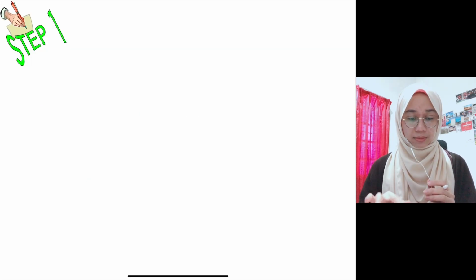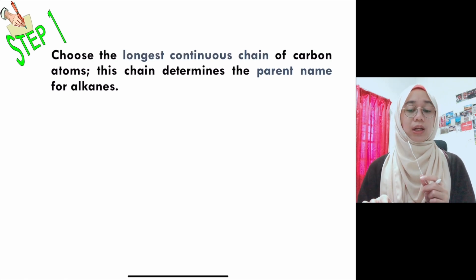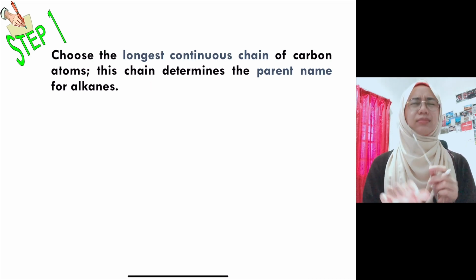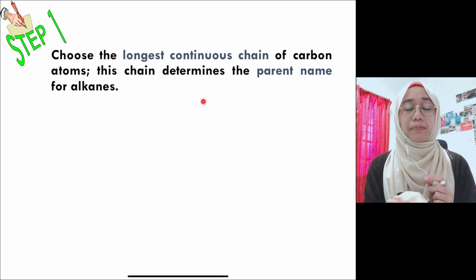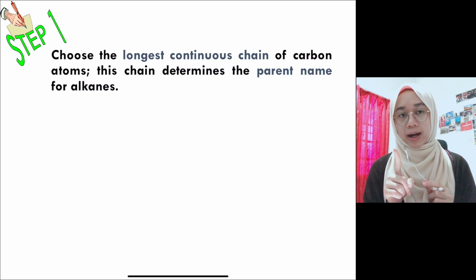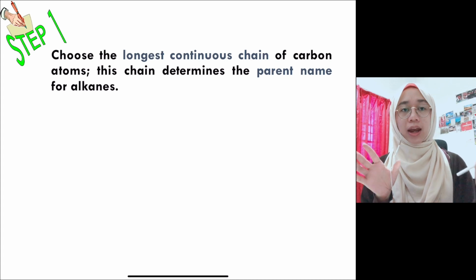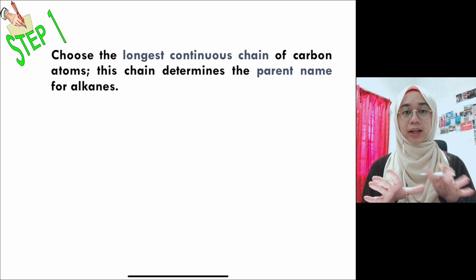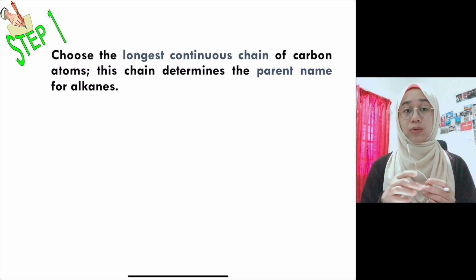Okay, so step 1 here. The first one, what you need to do is to choose the longest continuous chain of carbon atoms. So this chain determines the parent name for alkane. So basically, the first thing kamu kena buat adalah cari parent name by looking for the longest chain. Longest chain ni adalah daripada one end kepada another end. Sometimes ada banyak end dalam kamu punya structure, so be careful. Okay, so choose one end to another end that has the longest carbon chain. So that will be your parent then.